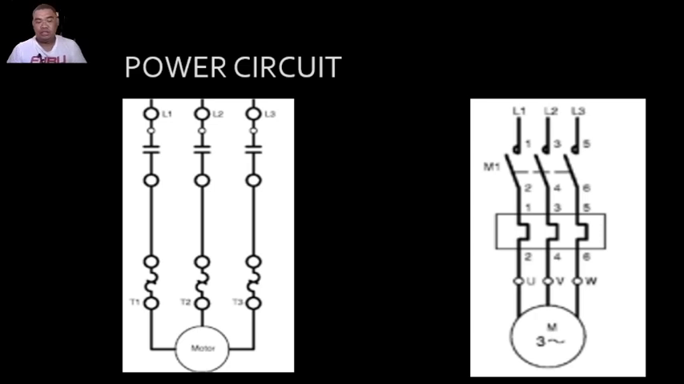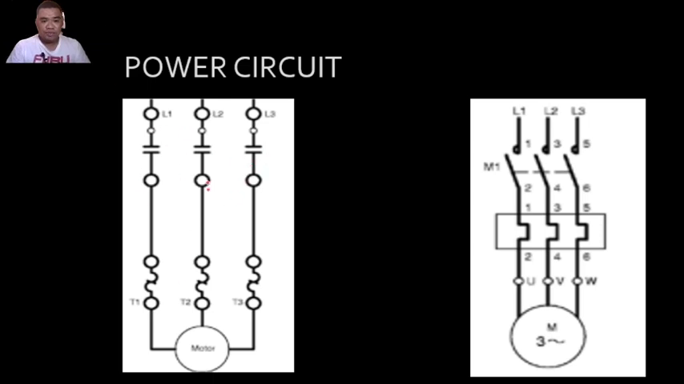So like I said in our previous discussion, the motor controller diagram has two parts. We have the power circuit and the control circuit. The first one that we are going to discuss is the power circuit. The power circuit is a circuit in which you could find the connection of the motors to the contactor. Because on a motor controller, the one who controls the motor is the contactor.